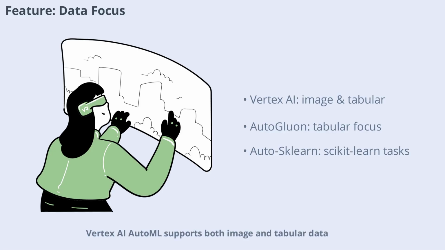Vertex AI AutoML supports both image and tabular data, making it versatile for many applications. AutoGluon is especially strong with tabular data, providing excellent results with minimal code. Auto-sklearn is focused on scikit-learn style classification and regression tasks, making it a good fit for those already using that ecosystem. Your data type and project goals will help determine which tool is best for you.